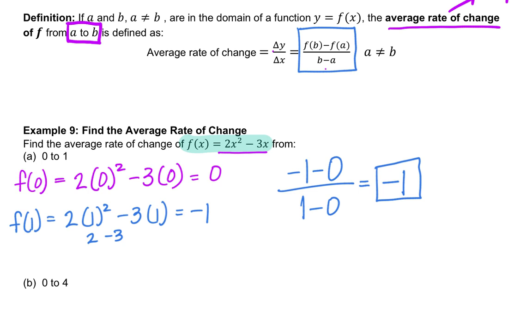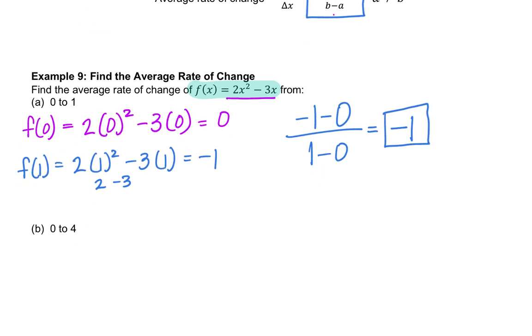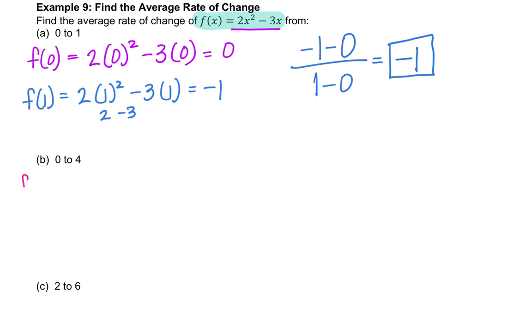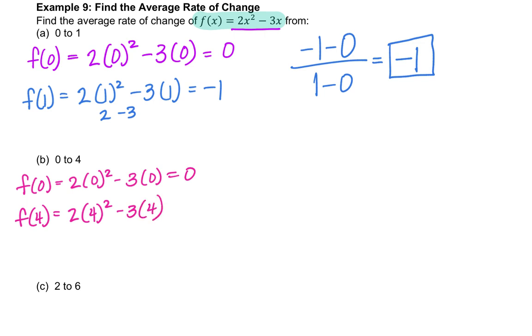Questions? All right, so let's try it again. Now we're going to look at the interval between 0 and 4. So we already know f of 0 because we just did it. It's still 0. It's not going to change because we're still using the same function. But now we're going to find out what is f of 4. So 2 times 4 squared minus 3 times 4. So this is 2 times 16 minus 12. 32 minus 12 is 20.